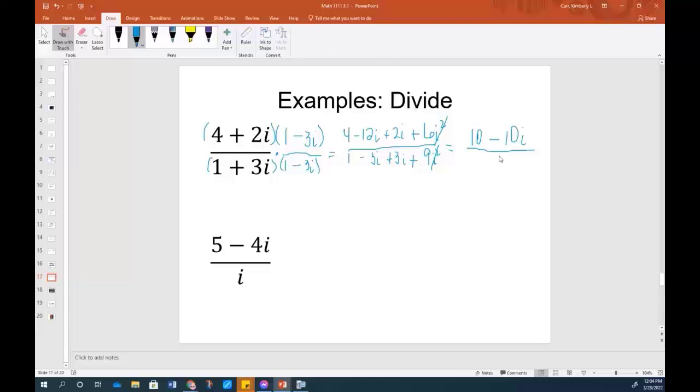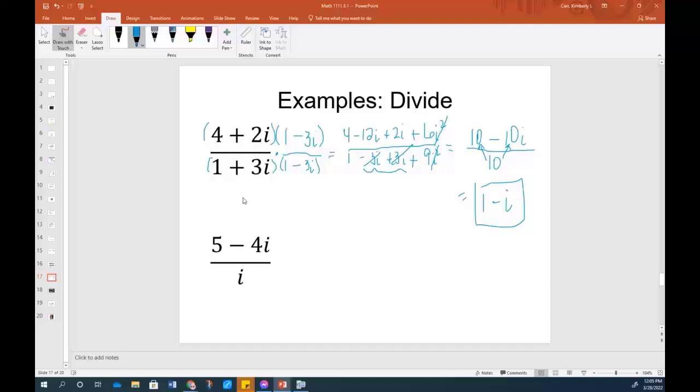So the real part, 1 plus 9, is 10. And the imaginary parts, voila, they cancel out. And that happens every single time. So now, since both of those top parts are over 10, I can divide 10 into all three of those, and you just end up with 1 minus i. And that's the answer.